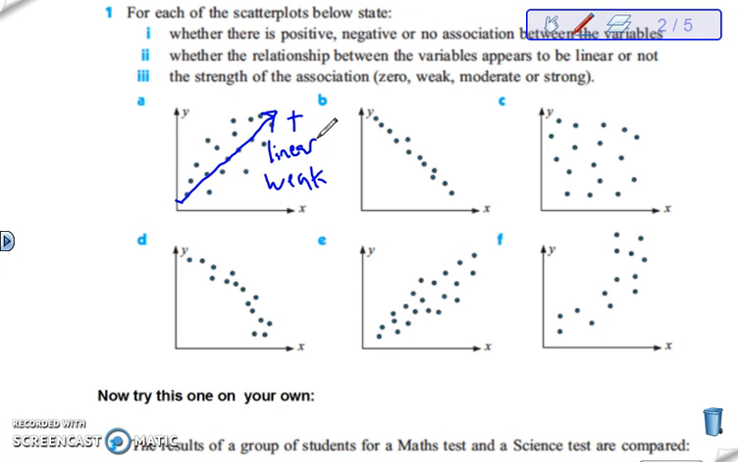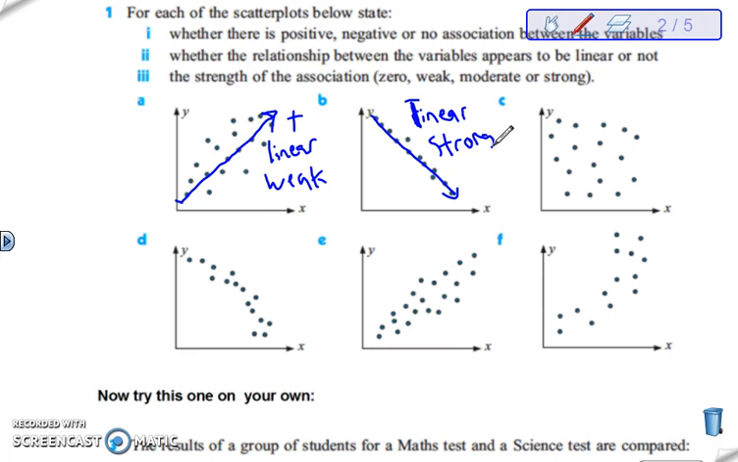All right, so for B, the dots are moving down, so it's a negative correlation. They appear to be fairly straight, so that's going to be linear. And if we look at it, the points are fairly tight, so that's going to be a strong correlation. For C, the dots are all over the place, so there is no correlation.